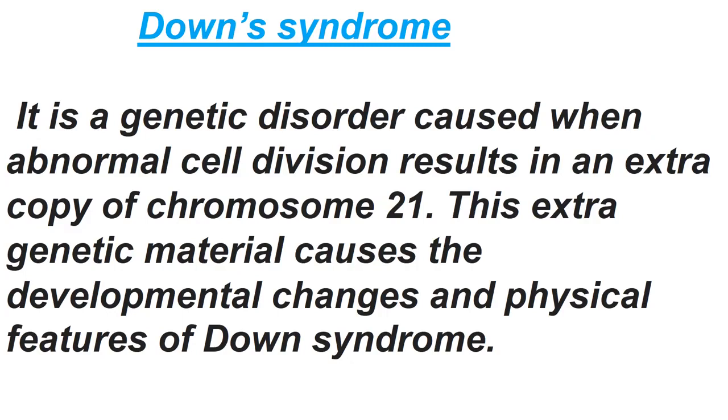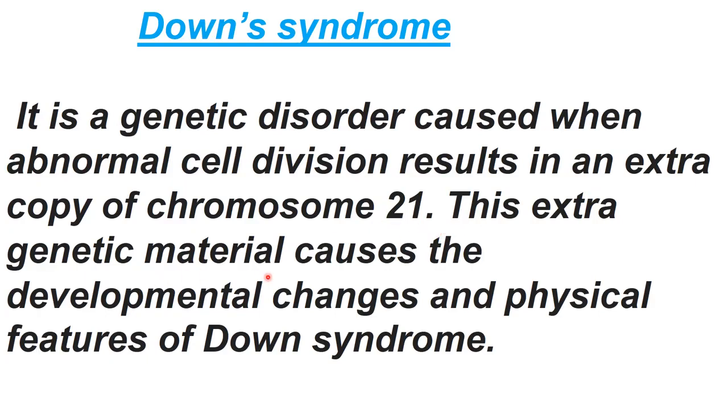Down syndrome. This is a chromosomal disorder due to numerical aberration in chromosomes, and it is a genetic disorder caused when abnormal cell division, meaning non-disjunction during cell division, results in an extra copy of chromosome number 21. There are 22 pairs of autosomes in human beings and one pair of sex chromosomes. Out of those 22 pairs of autosomes, chromosome number 21 has one extra copy, and the condition of having an extra copy is called trisomy.